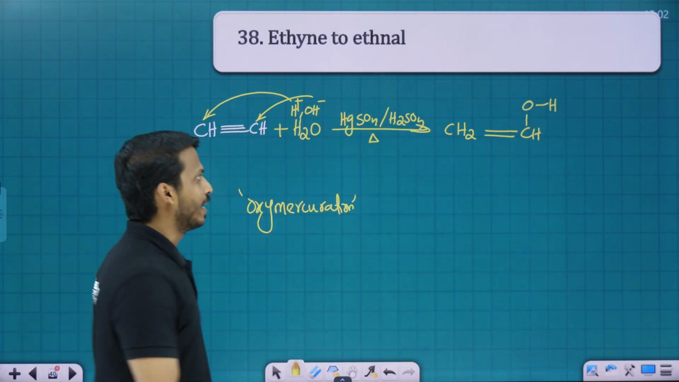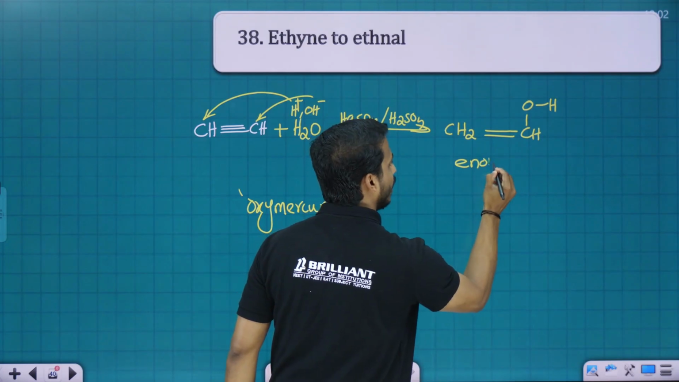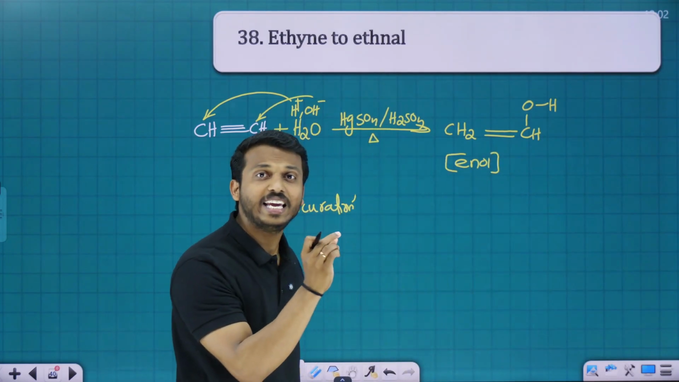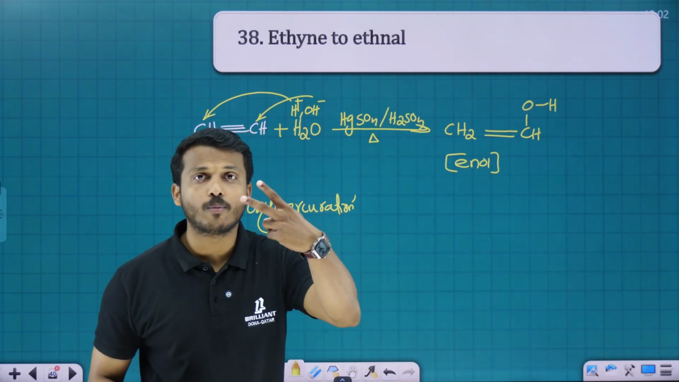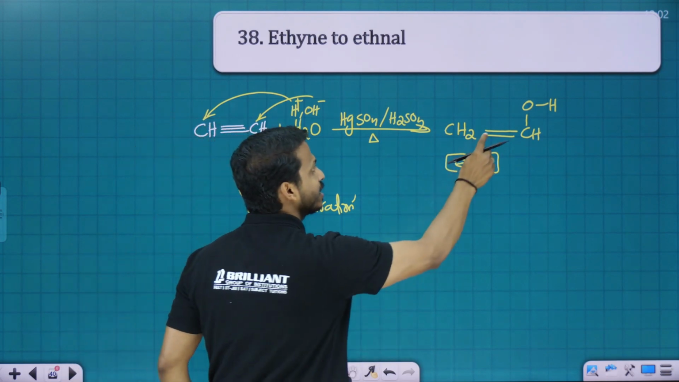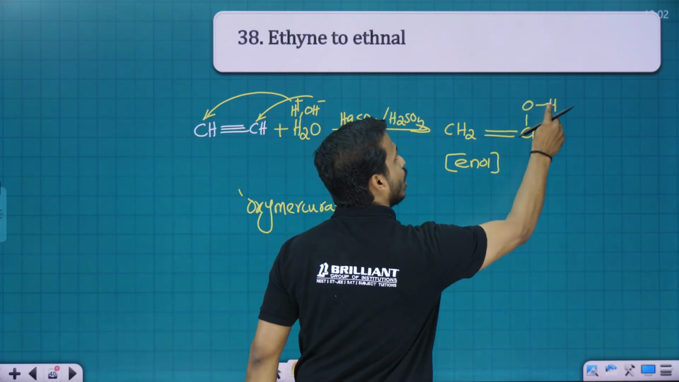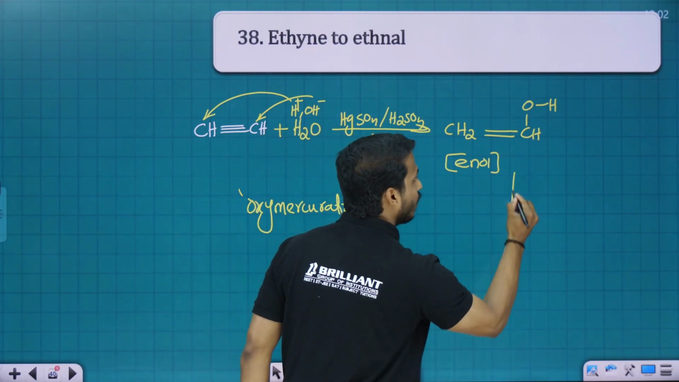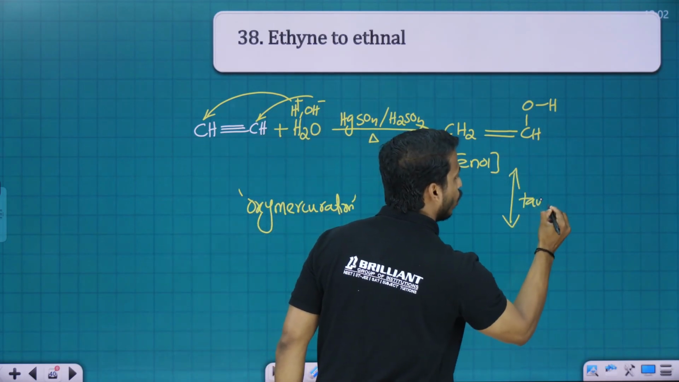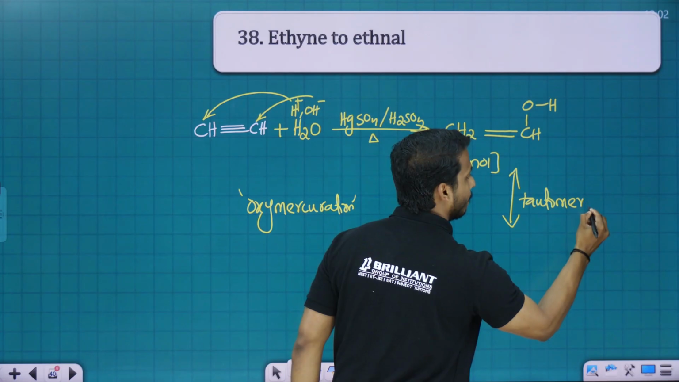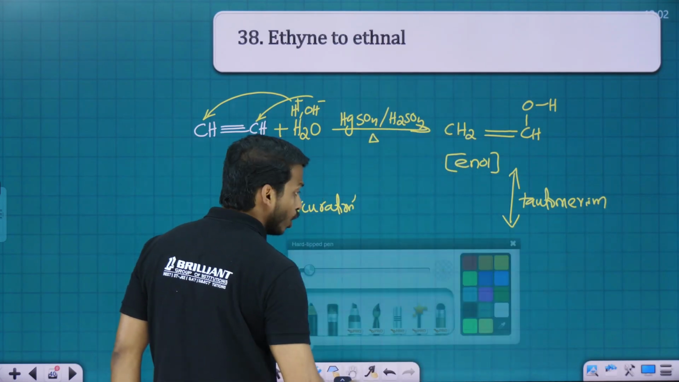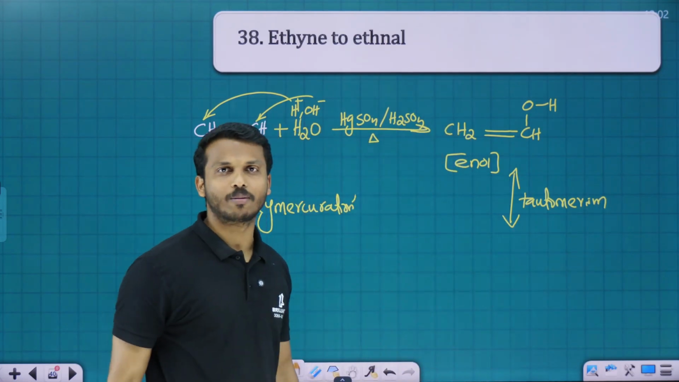This compound we call enol. Why is it called enol? Because it contains ene and ol. Ene means double bond, ol means alcohol. The carbon contains both ene and ol, so it's called enol. If it is in enol form, it undergoes tautomerism. What is this isomerism called? Tautomerism. What is tautomerism, my dear?